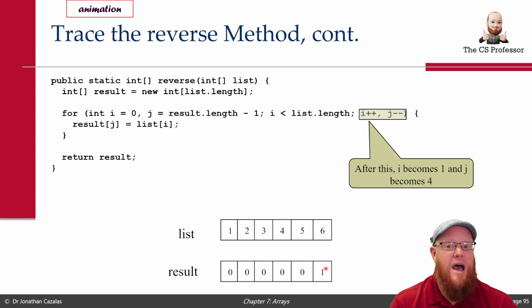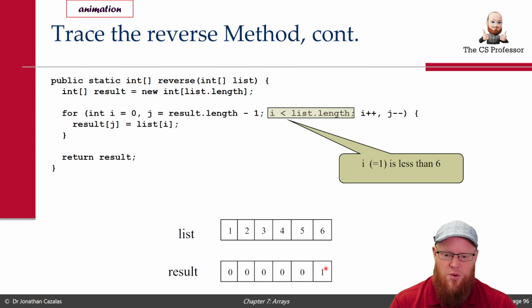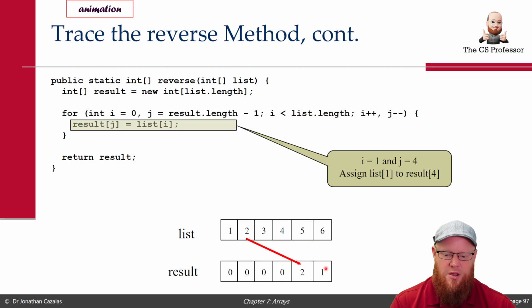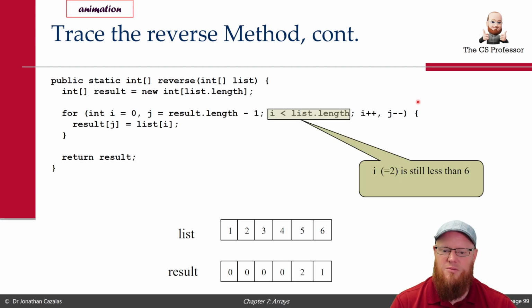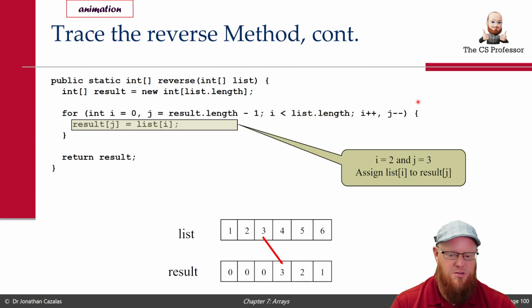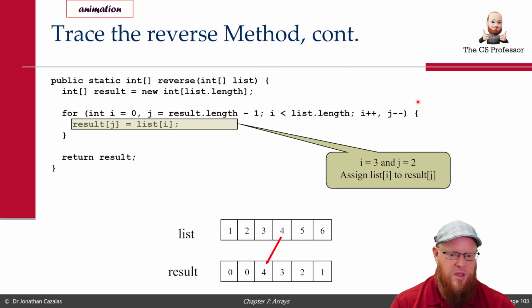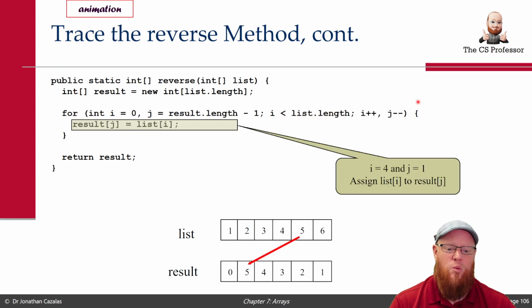What happens now? i plus plus and j minus minus. So now i is 1 and j is 4. i is less than the length. What do we do here? We take list at index 1, save it to result at index 4. And you can see what's going to happen now. The next one, we're going to take list at index 2, save it to result at index 3. Well, how do we get i is 2 and j is 3? That's right here, that's the next step. i plus plus, j minus minus, i becomes 2, j becomes 3. 2 is less than 6. Do it again, and we keep just looping over, and we are reversing.